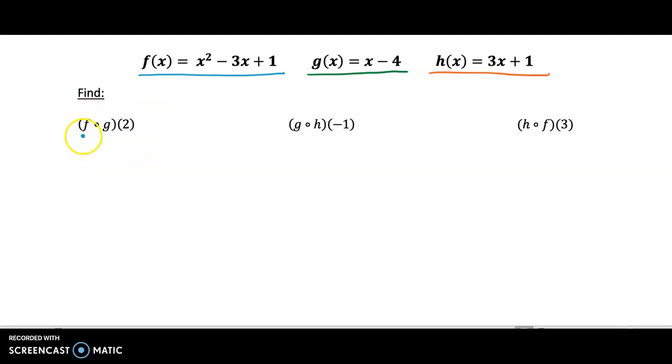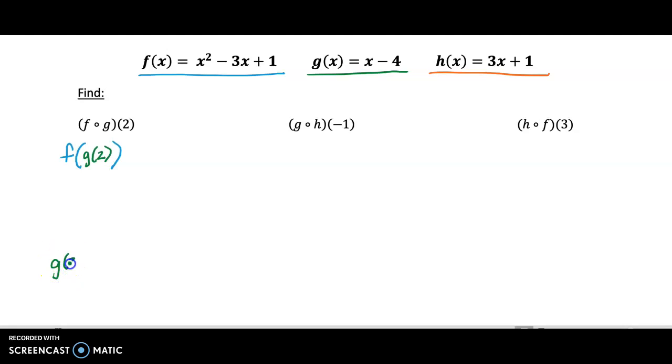So first of all, I want to rewrite this. This is read f of g of 2, and I would like to replace that as f of, and then I would like to put in here this g of 2. It's an easier way to write it. It's showing you that we're going to toss g of 2 into this function to find out what f of that is.